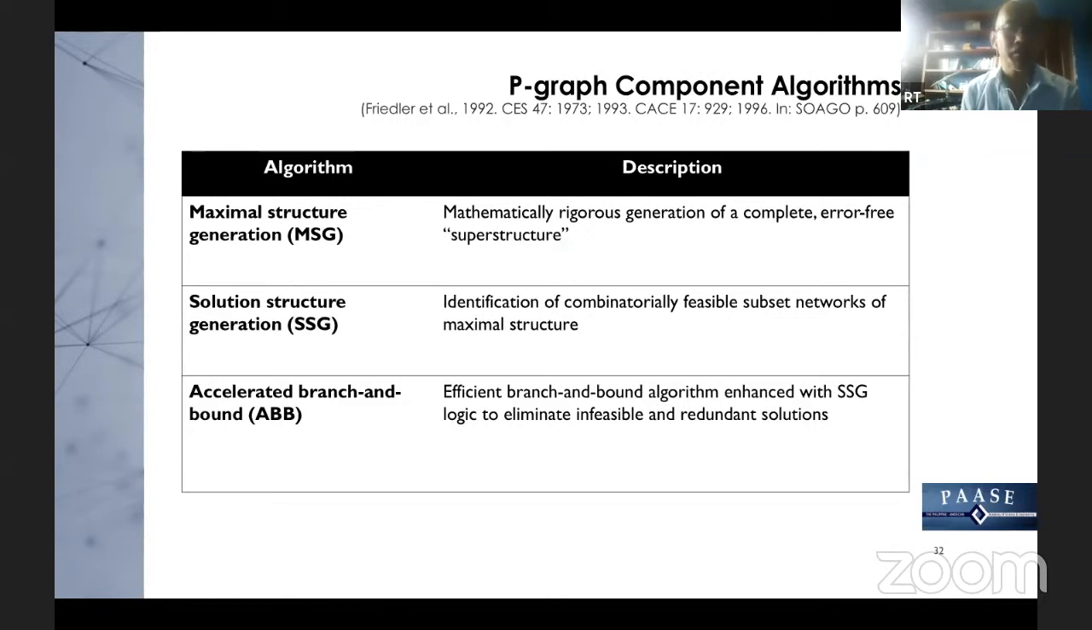The algorithms that were developed from those 5 axioms are maximal structure generation, or MSG, solution structure generation, or SSG, and accelerated branch and bound, or ABB. In our work, we've used so far just the first 2 of these algorithms, and I'll describe them in simplified terms in the next few minutes. Next slide, please.